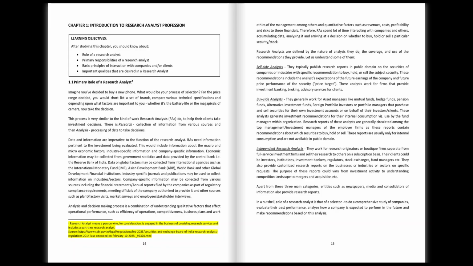Company-specific information may be collected from various sources, including the financial statements/annual reports filed by the companies as part of regulatory compliance requirements, meeting officials of the company authorized to provide it, and other sources such as plant/factory visits, market surveys, and employee/stakeholder interviews. Analysis and decision-making process is a combination of understanding qualitative factors that affect operational performance, such as efficiency of operations, competitiveness, business plans, and work ethics of the management, among others, and quantitative factors such as revenues, costs, profitability, and risks to these financials.